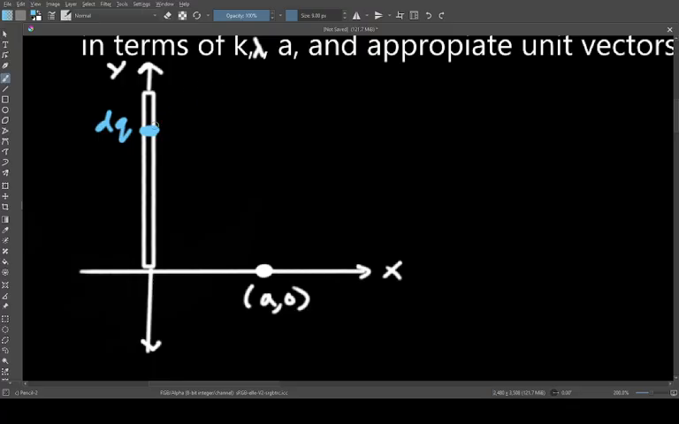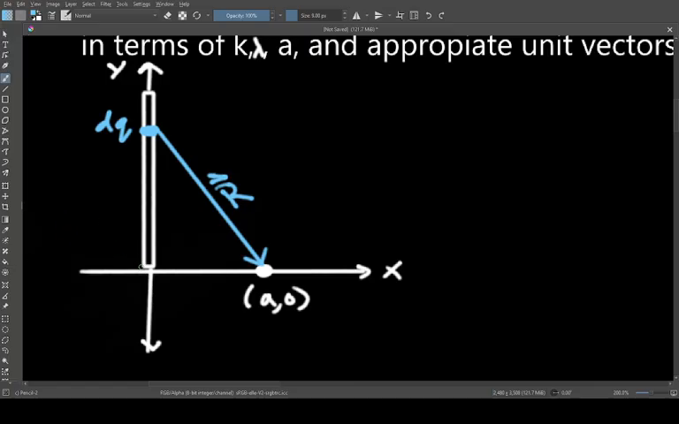Alright, so the length from dq to a, we'll say, is r. And the r goes from the source, dq, to the point, the field point. And that's obviously going to be a vector. So let's go ahead and label some more stuff.